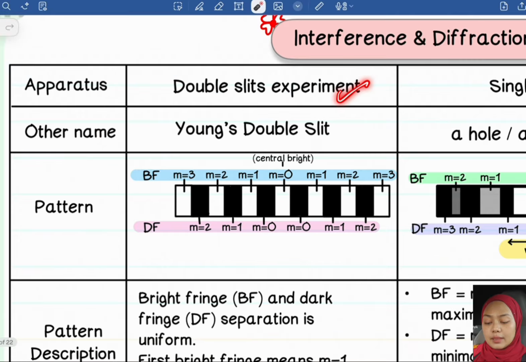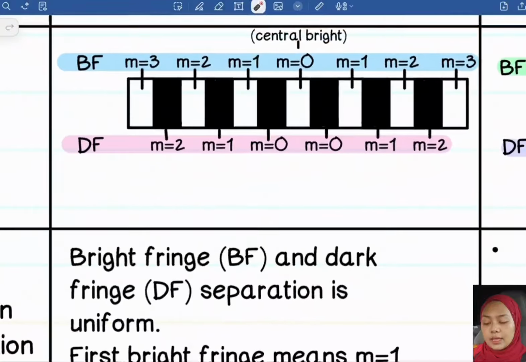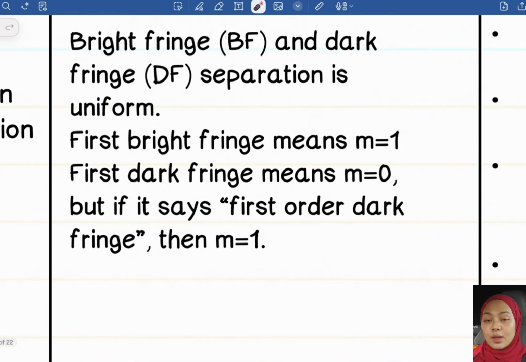Let's go to the double slit experiment. Here we can see the pattern. They are quite uniform. The widths of the dark fringes are almost the same, and the bright fringes are also the same. Then we have the central bright. The order for the central bright is 0. The order for the first dark is also 0. But the first bright is first order. So sometimes in the question, they give you something like this. First bright fringe means that the order is 1.